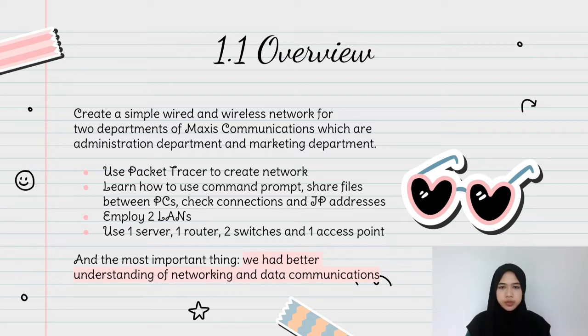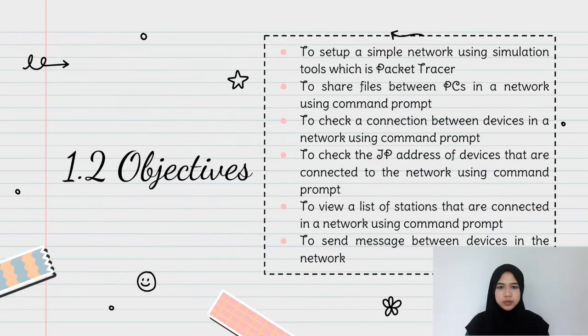Thus, for this network which connects PCs or divisions within this company, we employ two local area networks. In creating this network, we use one server, one router, two switches, and one access point. Towards the end of this project, we were able to use Packet Tracer to build a basic network, and as a result, we had a better understanding of networking and data communications, which gave us more confidence and helped us completely grasp the topic. Next is objective.